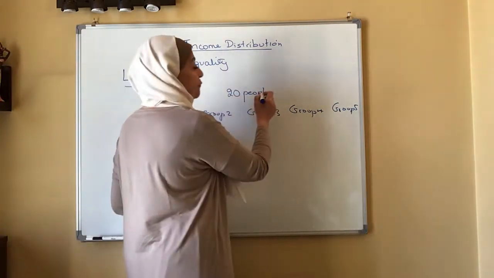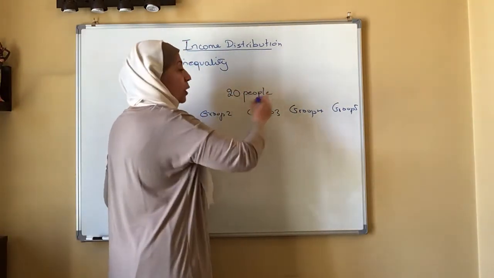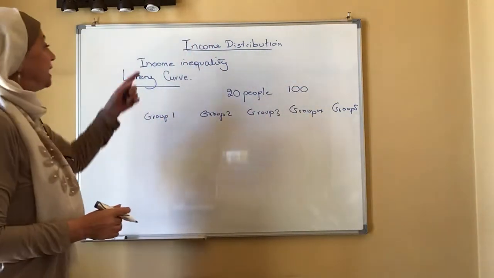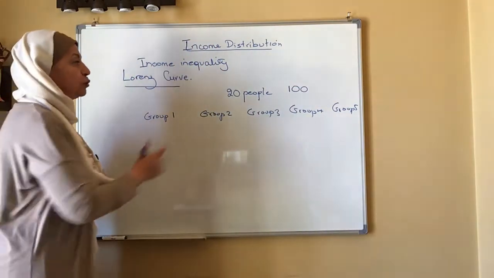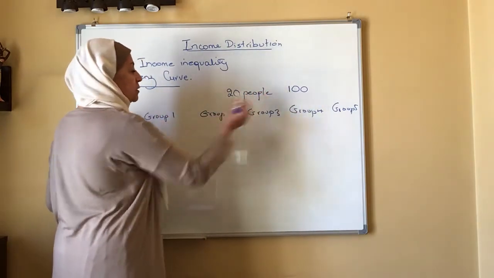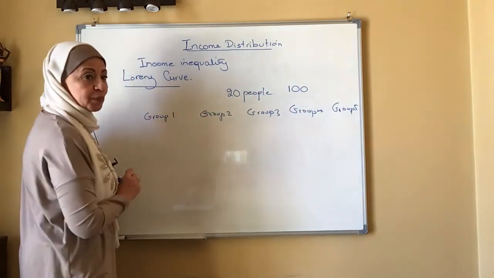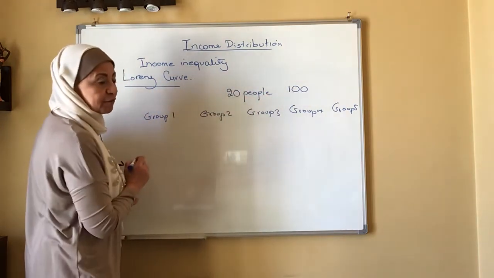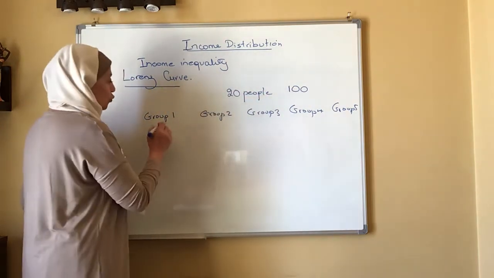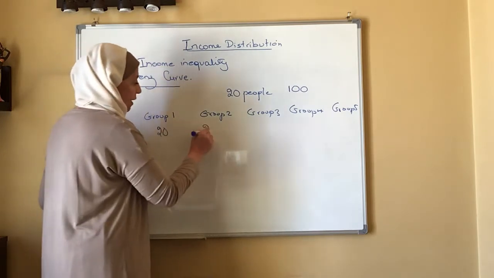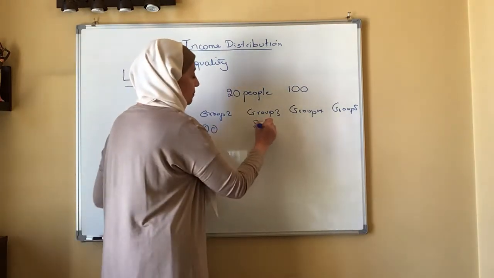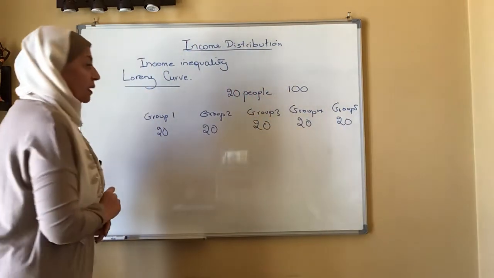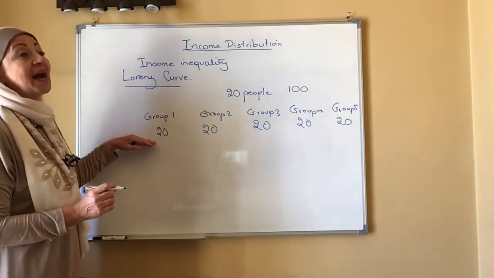What happens if the income of the whole economy is 100? If we want an equal income distribution, we will divide the 100 over the 5 groups. Each group gets 100 divided by 5, which is 20. 20, 20, 20, and 20. Okay, this is called the ideal.